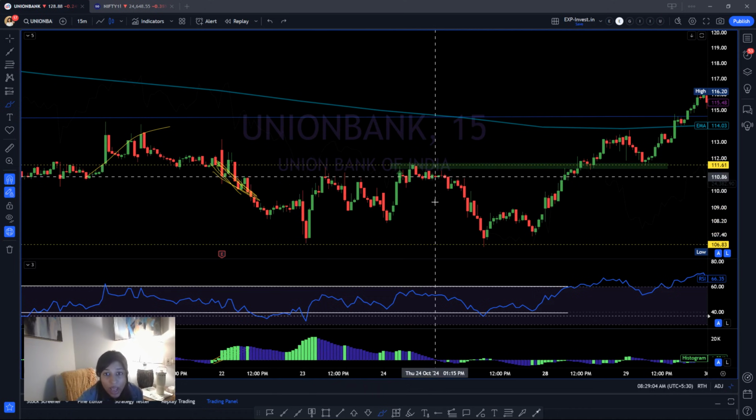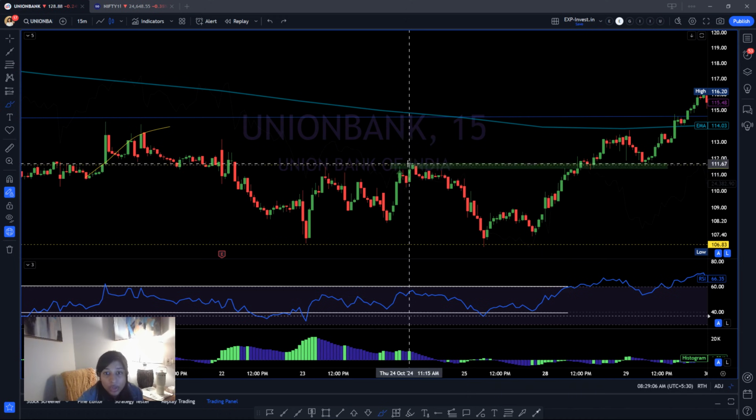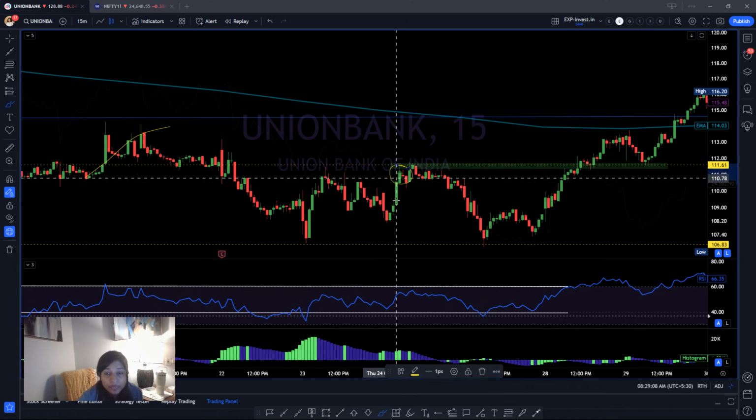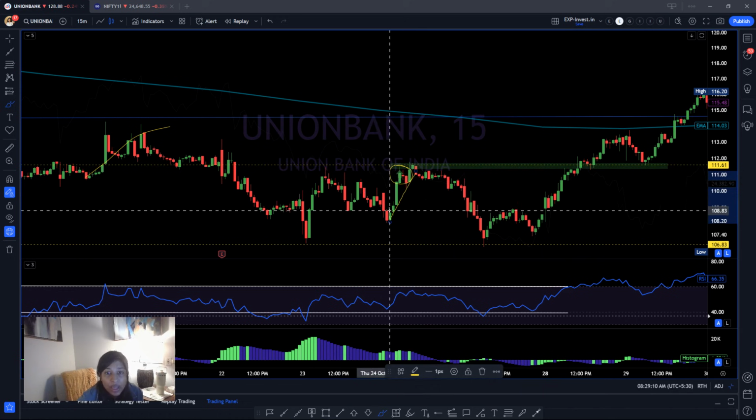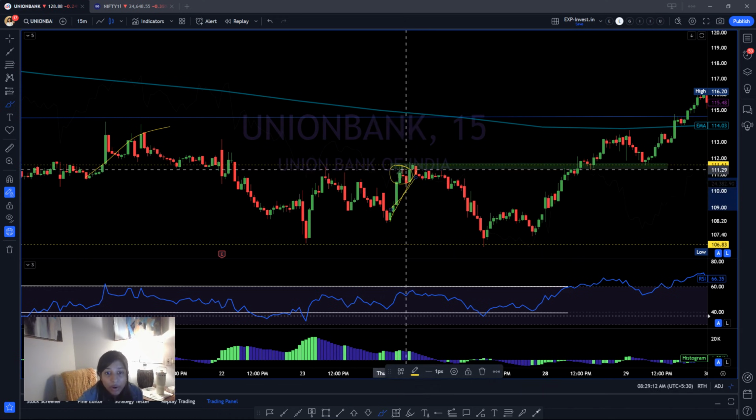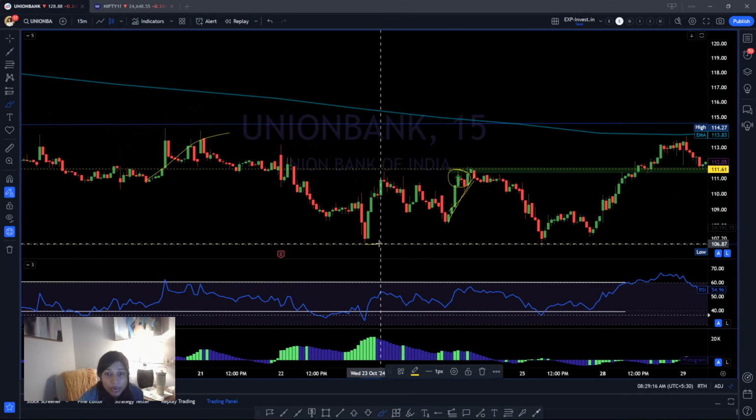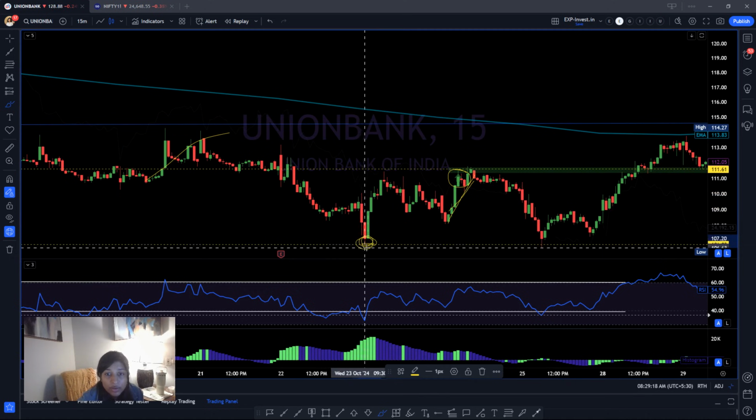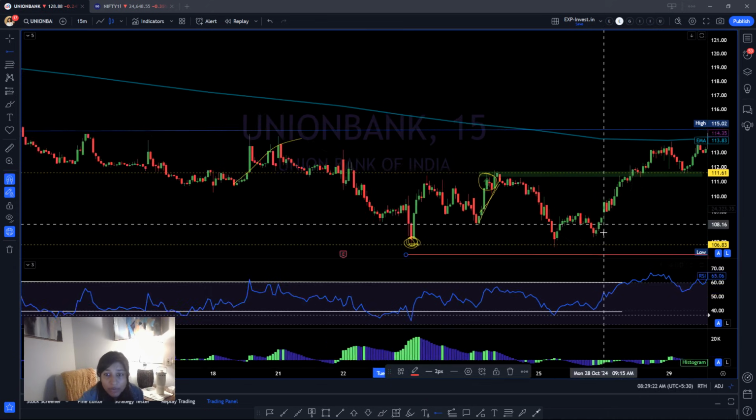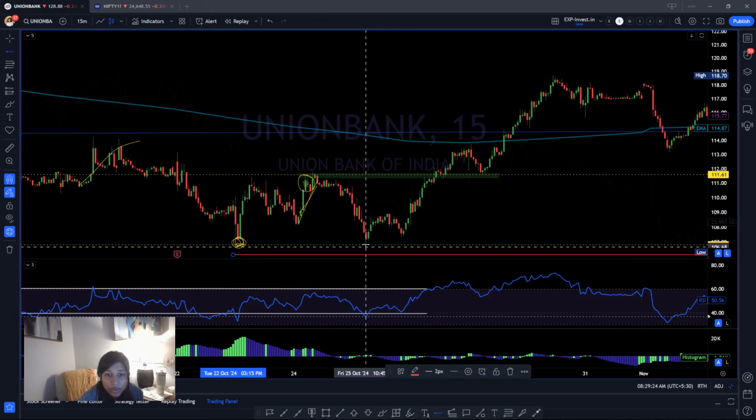So what did I do? I created my position around this level here. This is another leg of rally. Why? Because I was expecting a breakout to come. And then where was my stop loss? My stop loss was a little bit below this low level. You see here. So I kept some buffer there, around 0.5%, and I kept my stop loss over there.